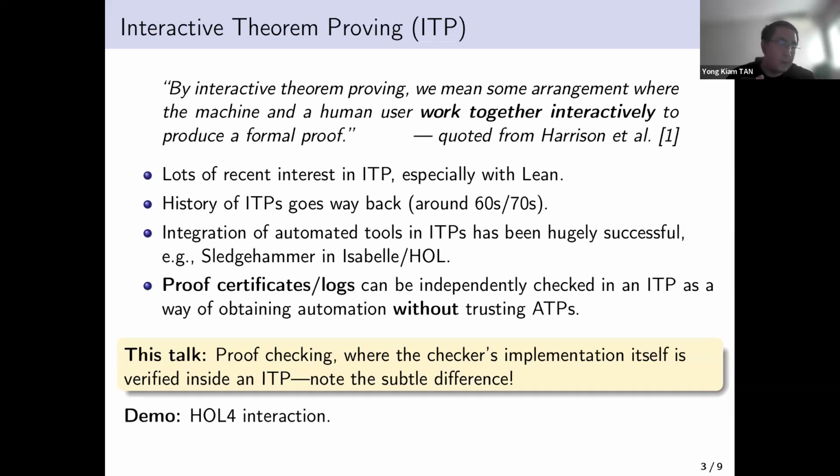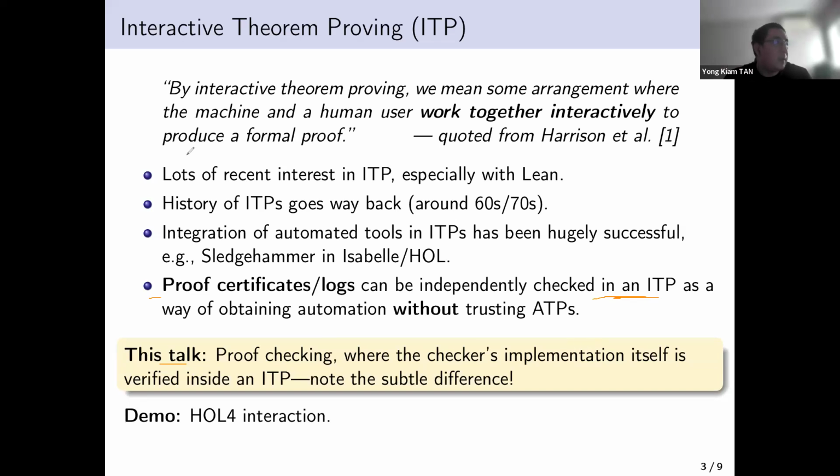Now, for this talk and in this work, I'm going to be talking about verified proof checking, but there's a subtle difference between these 2 points, in that here I'm going to be talking about verifying the proof checking tool itself within an ITP. Hopefully the difference is somewhat clear: that is kind of like a replay, while here I'm verifying the tool as a whole.